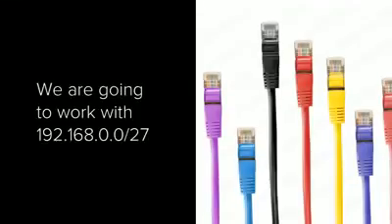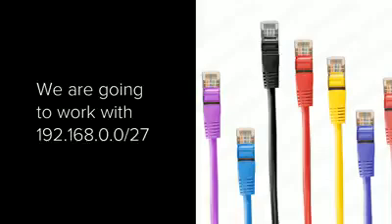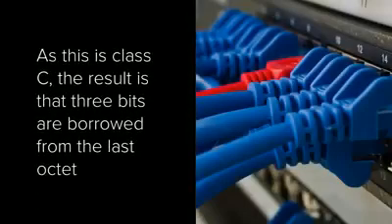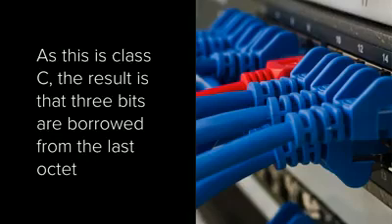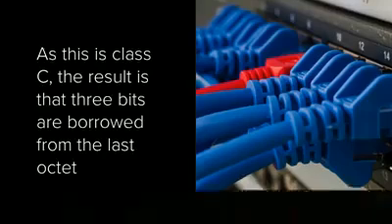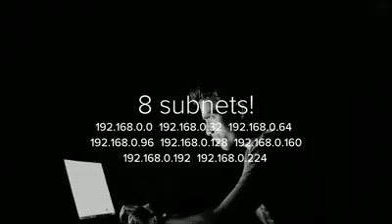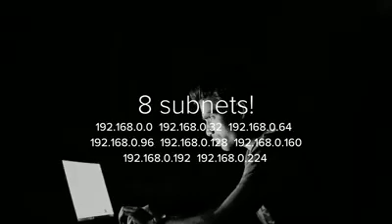We are going to work with the 192.168.0.0 network, but we're going to borrow 27 bits. As this is a Class C address, this means that there are only 3 bits borrowed from the last octet of the IP address. This means we have 8 subnets: .0, .32, .64, .96, .128, .160, .192 and .224. You can work this out for yourself.